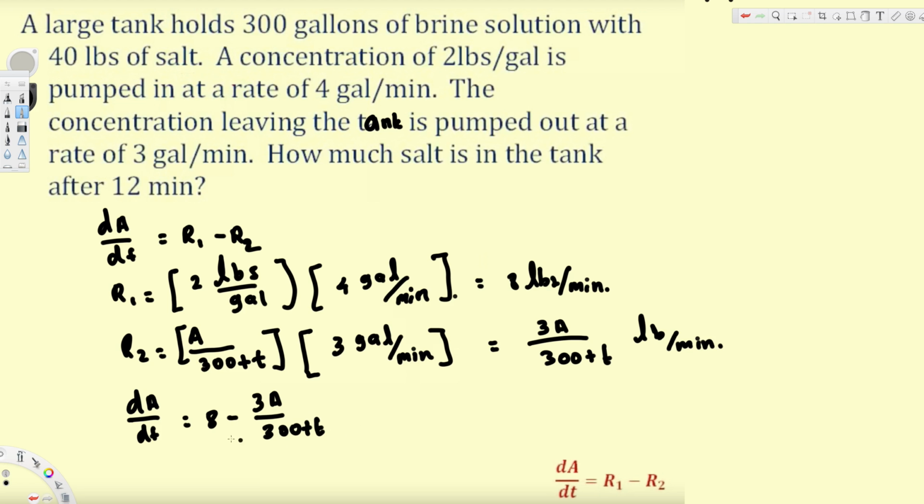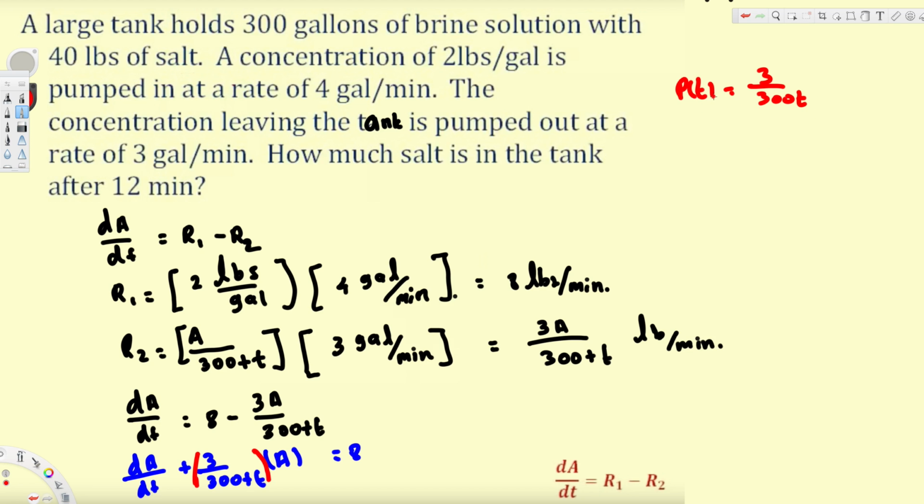If you look at this, this is a first order linear differential equation, and the standard form should look like this. We have to rearrange this to bring it to the standard form. That's going to look like this: dA by dt plus 3 over 300 plus t times A is equal to 8. Now you can recognize this is our first order linear differential equation, and to solve it, we pick up the P of t value. Whatever value is multiplying A, that's the P of t value. So here P of t is going to be 3 over 300 plus t.